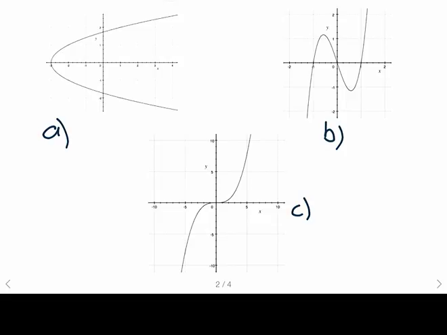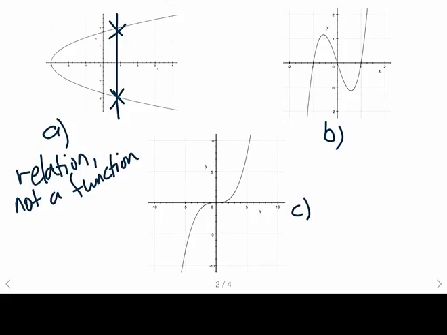A, being a parabola that opens sideways, is not a function because it fails the vertical line test, right? A vertical line touches the graph in more than one place. And so the graph of A is a relation, but not a function. That's not new. For the graph of B, which is actually a cubic function that kind of wiggles up and down as you can see, vertical lines only touch the graph in one spot at a time. And so the graph of B is a function.